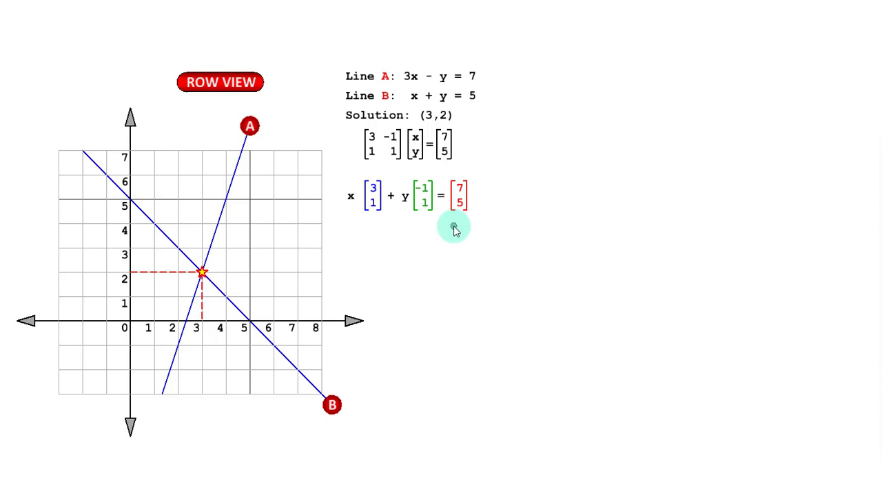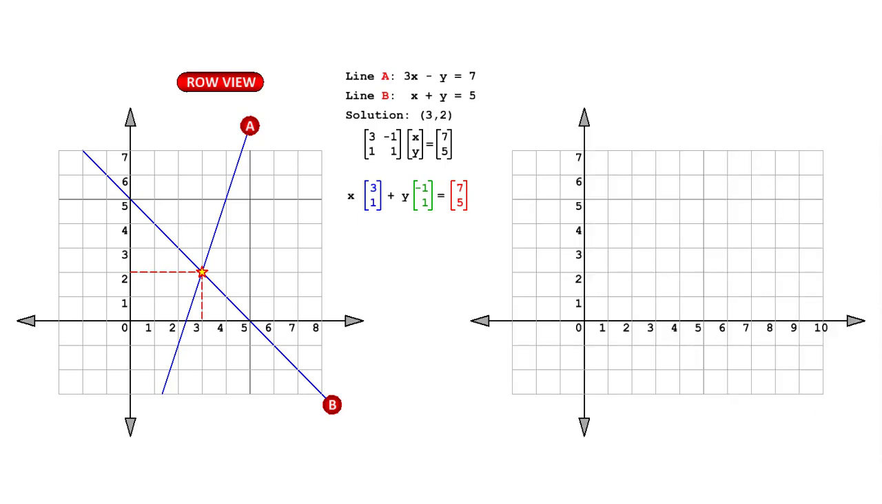So this column view also has a geometric interpretation. Let's take a look at that interpretation now. For that, we are going to take a coordinate frame again, and then we'll be representing these columns, which are also called vectors.